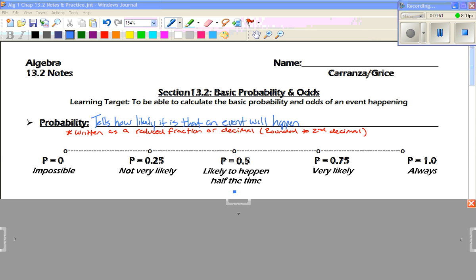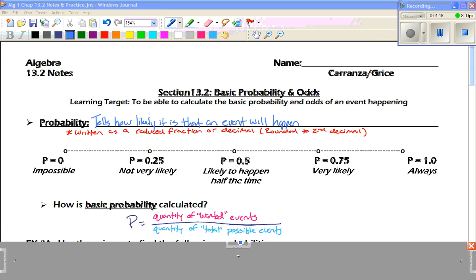And as we talk about probability, if it's 0 or a lower decimal, it's impossible or not very likely. If it's right at 50%, it's likely to happen half of the time. 0.75, that's very likely. And if it's a 1, it always happens every single time. Okay?